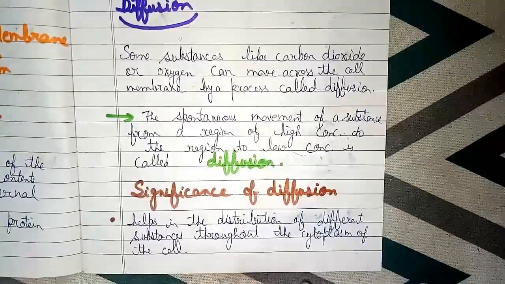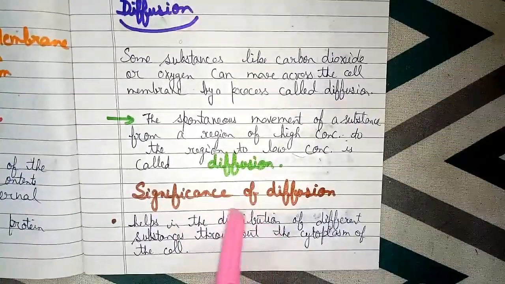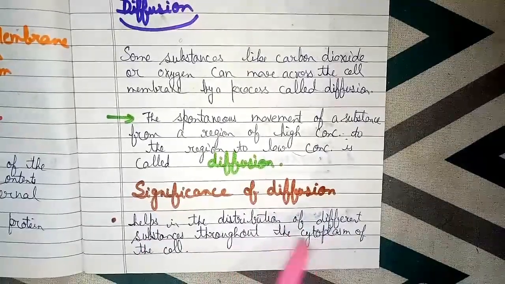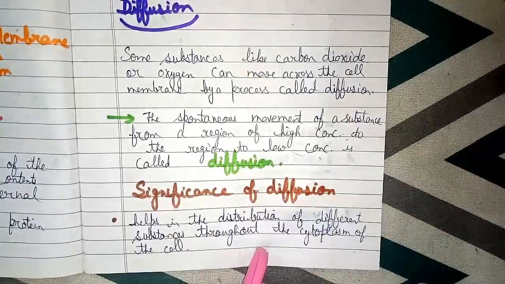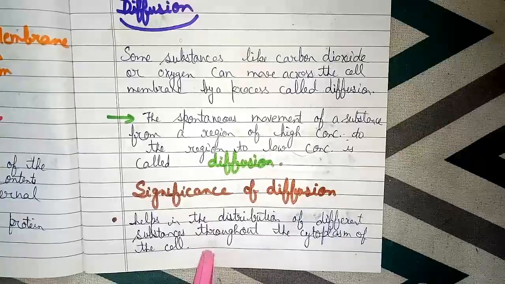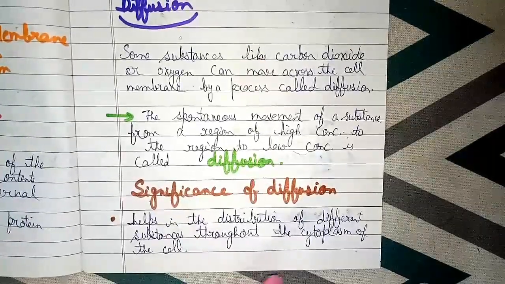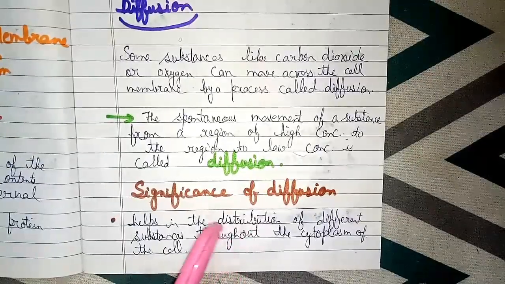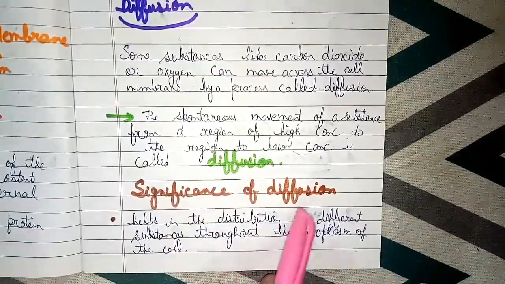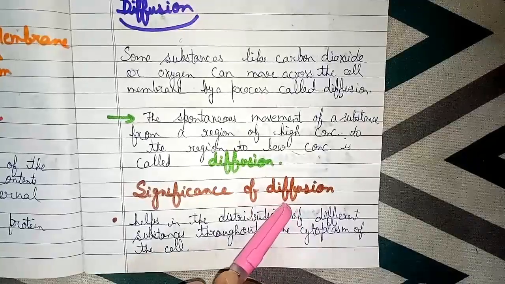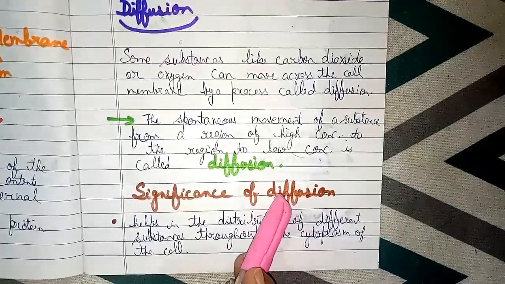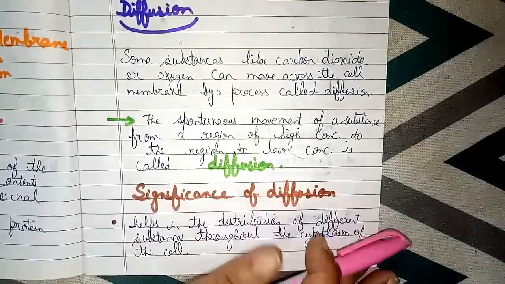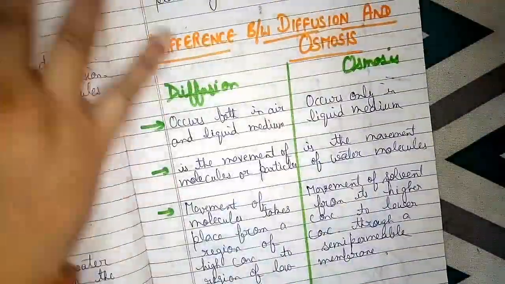Now we should know the significance or importance of diffusion. It helps in the distribution of different substances throughout the cytoplasm of the cell. In the cytoplasm of the cell there are some substances, and their movement is due to diffusion, as particles move from the region of high concentration to the region of low concentration.